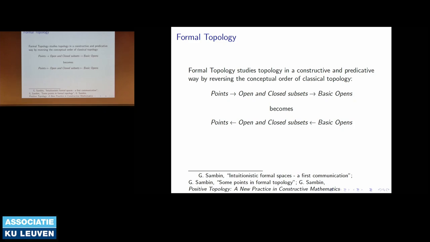Sometimes formal topology is referred to as a point-free approach to topology, but this does not mean that points do not exist, but they are just not a primitive notion in this setting. Oh, right, a warning. It seems that reversing the conceptual order is not a matter of taste, but it seems like the only thing we could do if we want to stay predicative.